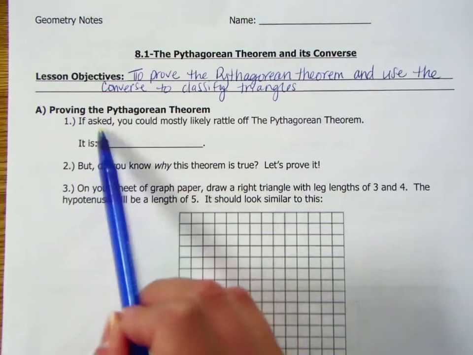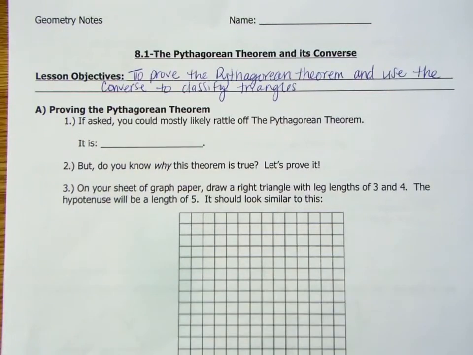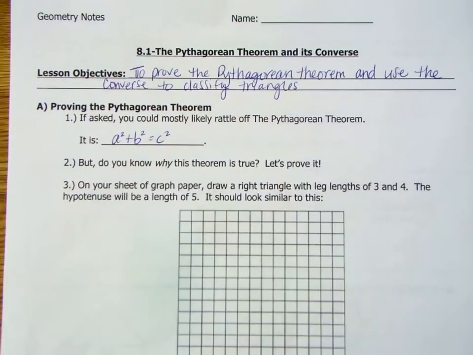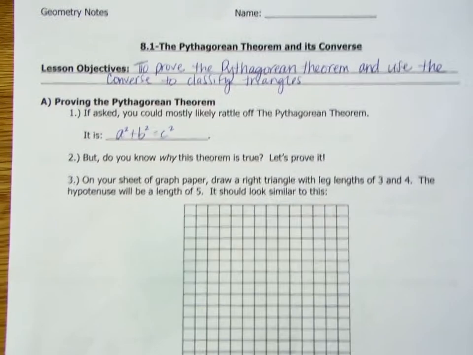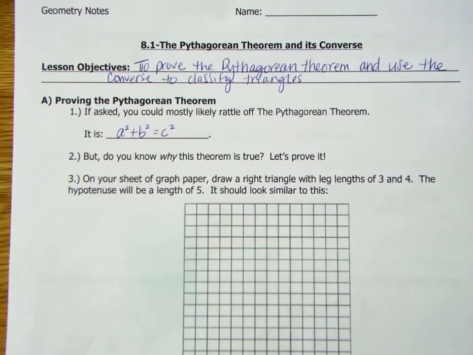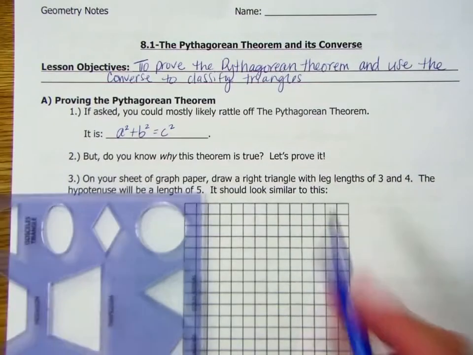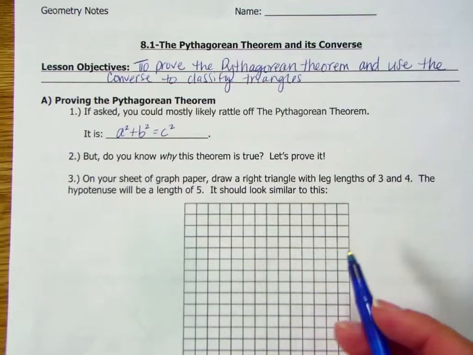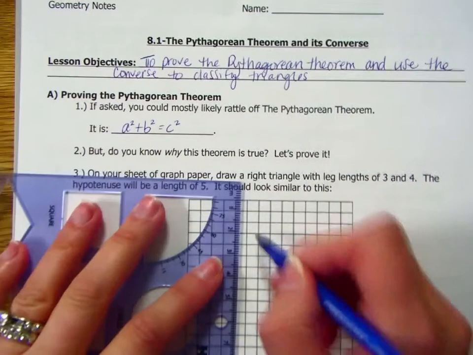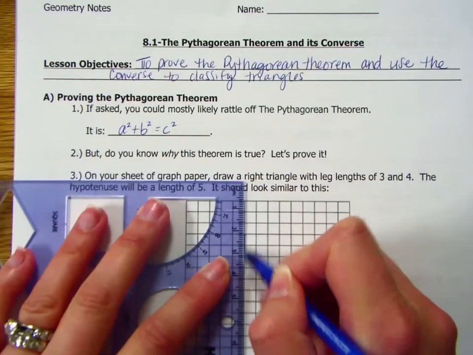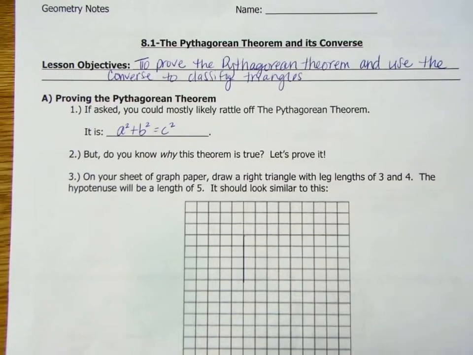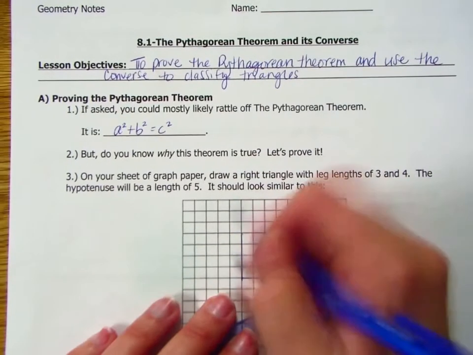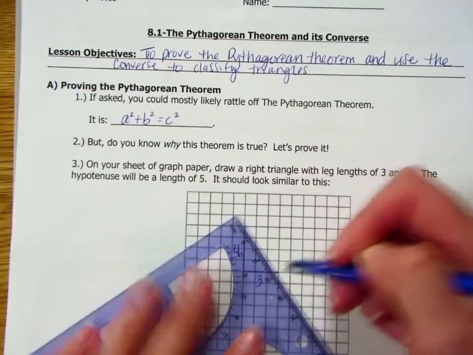So, if I asked you, you could most likely tell me what the Pythagorean theorem is. That's our a squared plus b squared equals c squared. But do you know why this is true? So on your little graph here, what I want you to do is draw a right triangle with legs of length 3 and 4, similar to what I'm going to draw here. It doesn't really matter which one's 4 and which one's 3. And then connect those. So this one's 4, this one's 3.